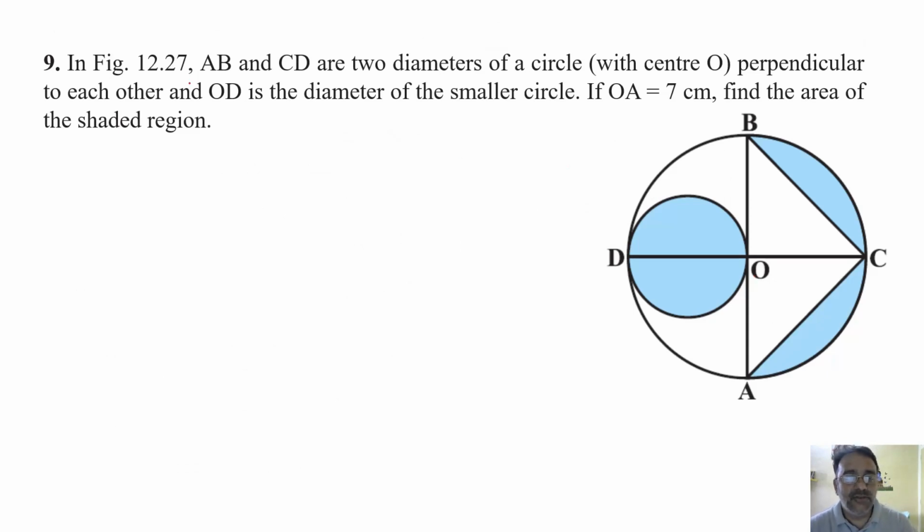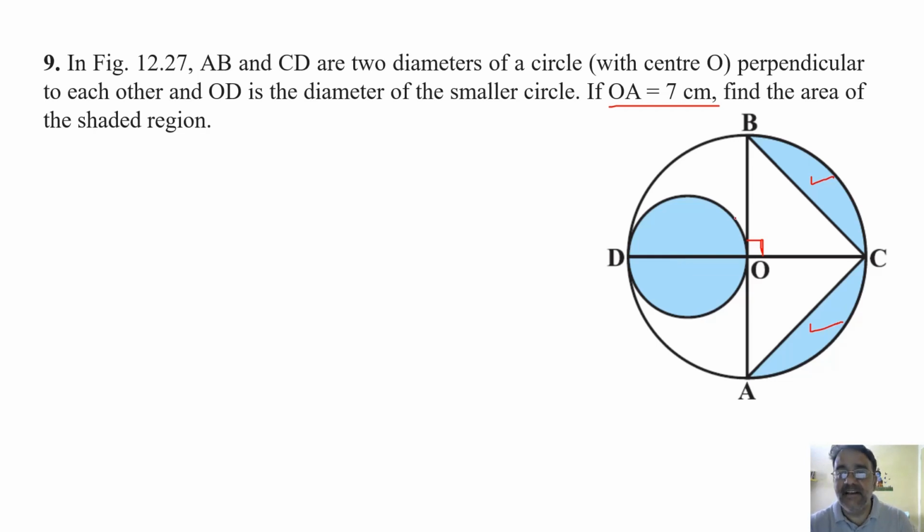In figure 12.27, AB and CD are 2 diameters and they are perpendicular to each other. So this is 90 degree. Okay. And OD is the diameter of the smaller circle. If OA is equals to 7 centimeter, so find the area of the shaded region. So पहले तो ये right side में देखो, this part, I'm talking about this part. Okay, अगर यहाँ पे हम लोग semicircle में से ये triangle minus करते हैं तो this side we will get this shaded region plus area of smaller circle.